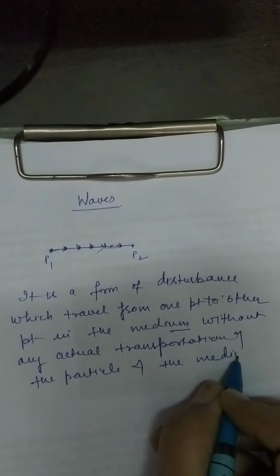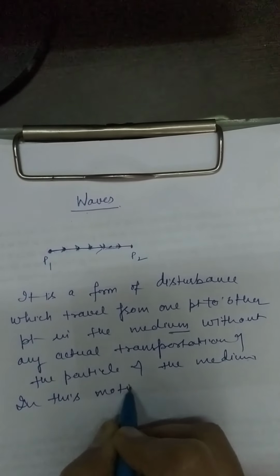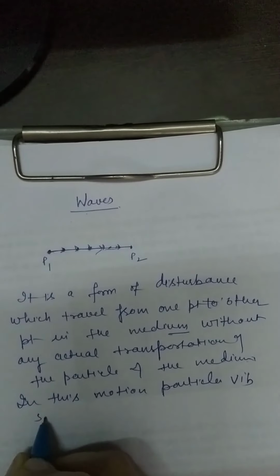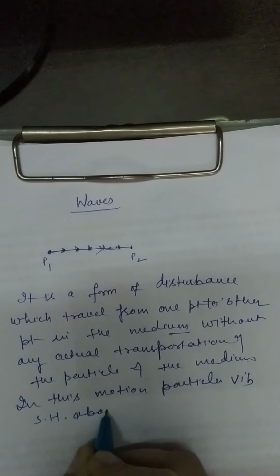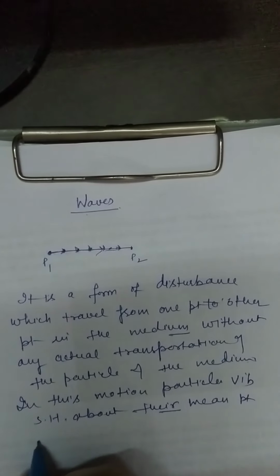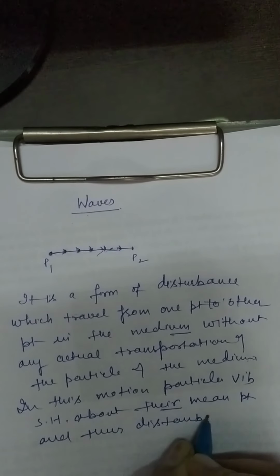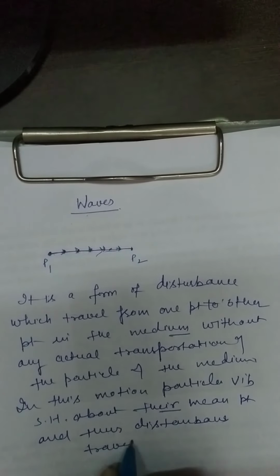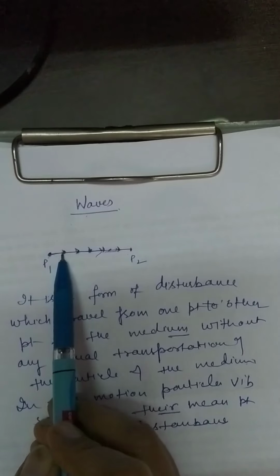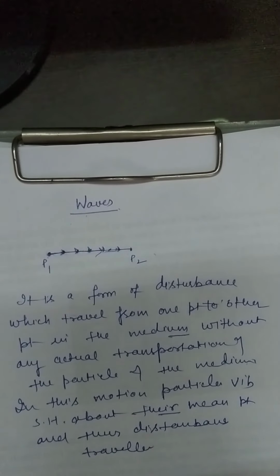Here particles vibrate about their mean point. In this motion, particles vibrate harmonically about their mean point, and thus disturbance travels. Right? It means if the wave is traveling from this point P1 to P2, the particles of the medium are vibrating. It disturbs first, second, third, fourth, fifth. In this way, this disturbance travels.